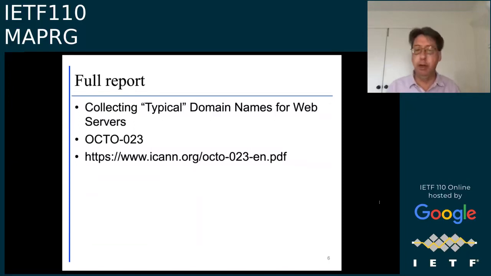That's it. For those of you who care about the DNS and IPv6, about 17% of those domain names that had a v4 address also had a v6 address. And for those of you who care about DNSSEC, approximately 4% of those domain names were DNSSEC signed.